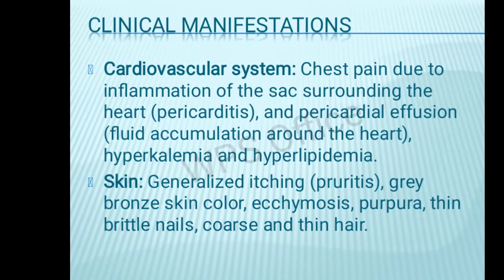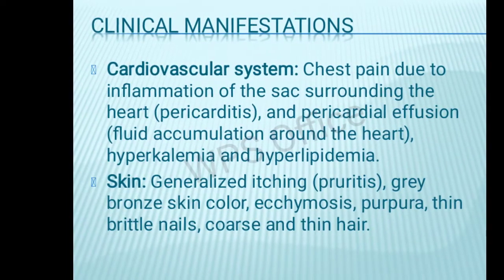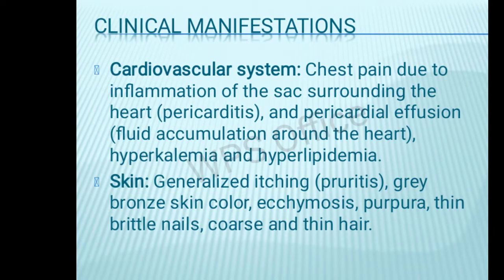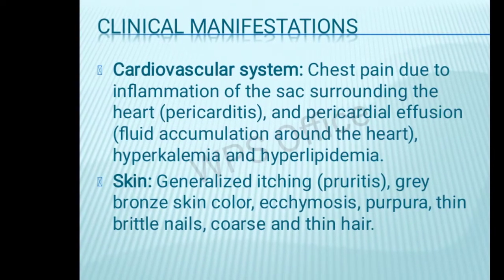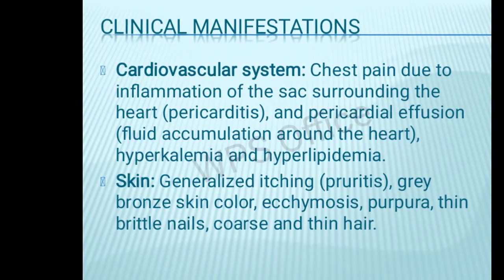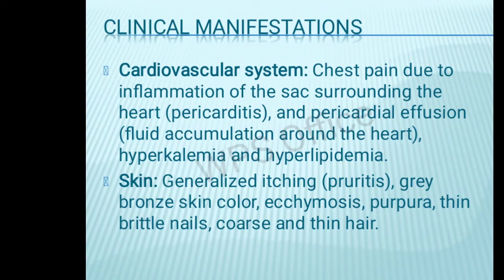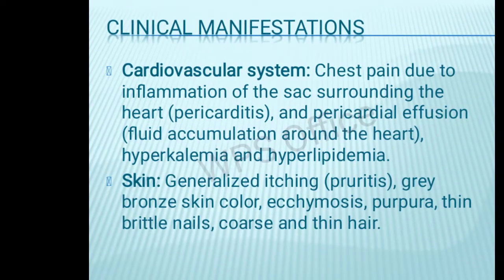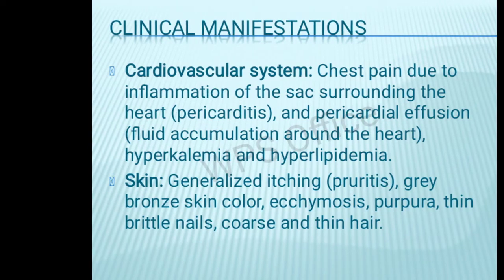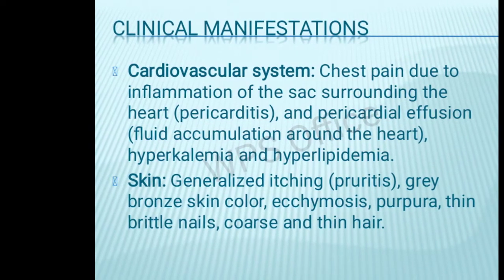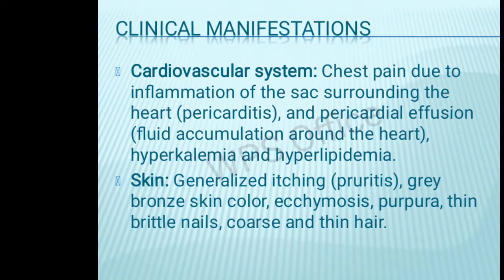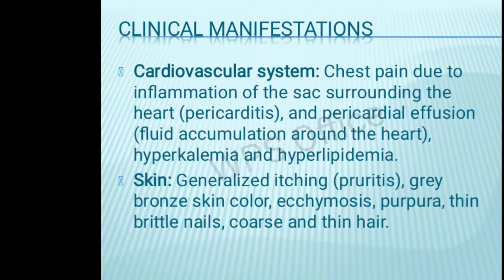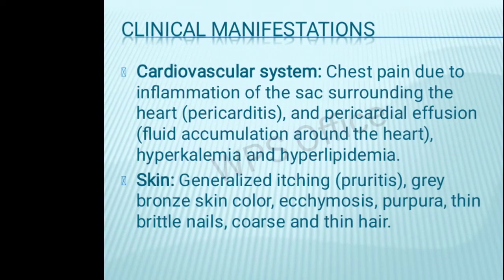Then in the skin, there will be generalized itching, that is pruritus. Then gray-brown skin color, dry flaky skin, ecchymosis, that is bluish discoloration of the skin. Purpura, that is rashes. Okay, then spots will be there, and then thin brittle nails, coarse and thick hair. This all will be present under the skin.